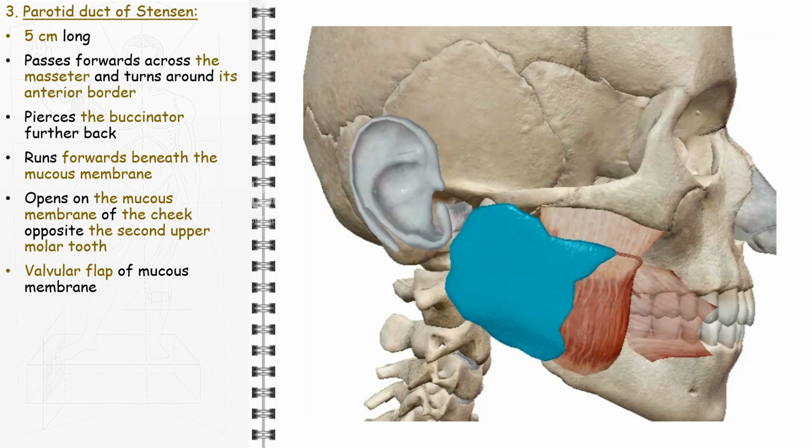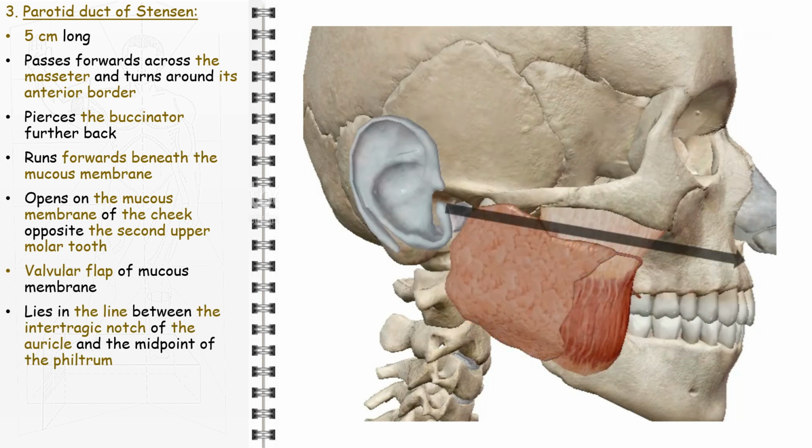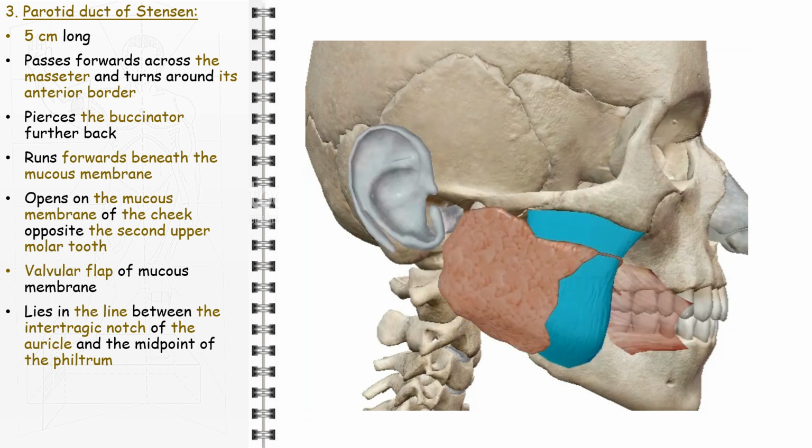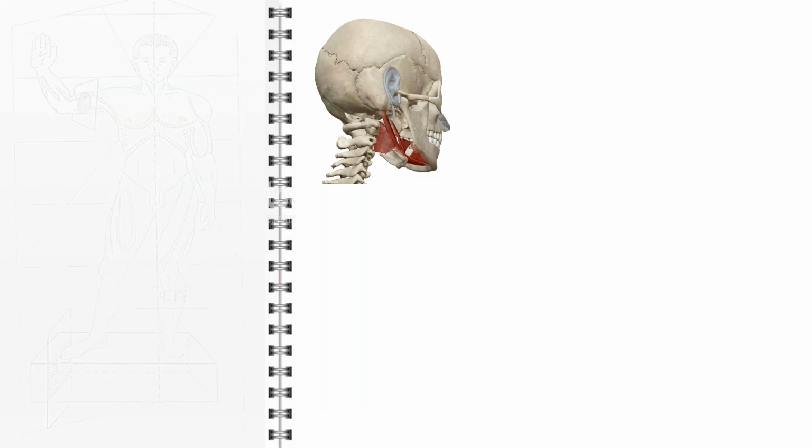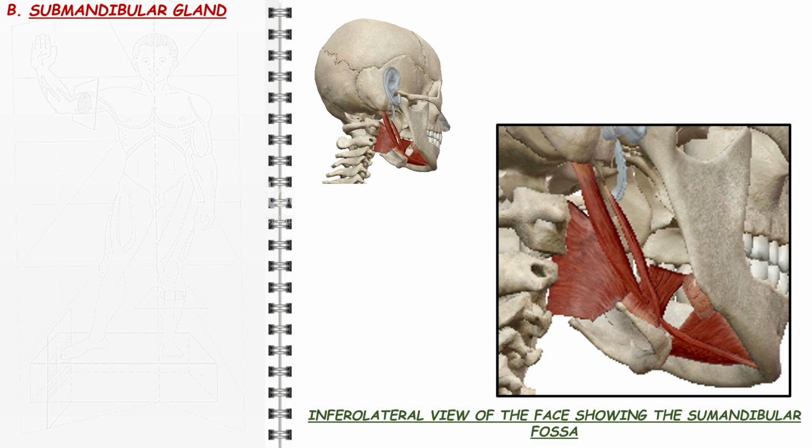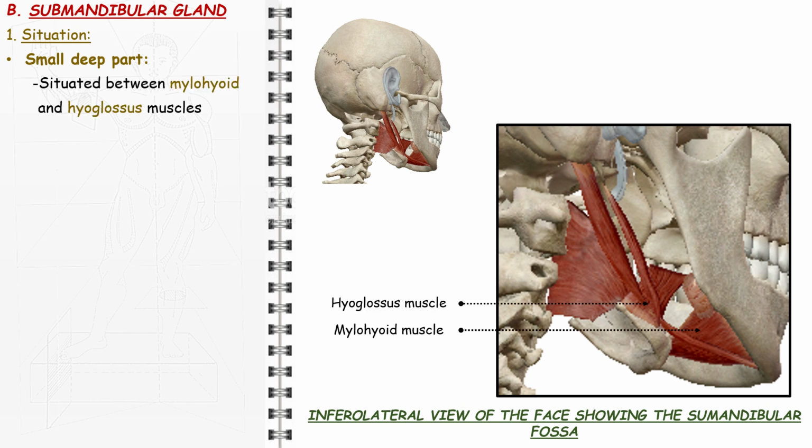The surface marking of the parotid duct is the line between the intertragic notch of the auricle and the midpoint of the philtrum and has a major clinical and surgical interest. The parotid duct is palpable over the clenched masseter muscle. Now, regarding the submandibular gland, its small deep part is situated between mylohyoid and hyoglossus muscle under the mucous membrane of the floor of the mouth.